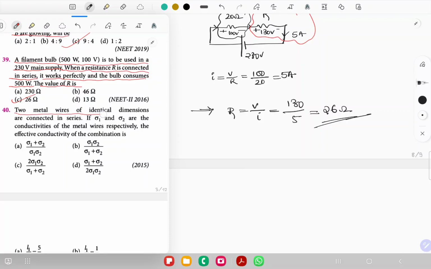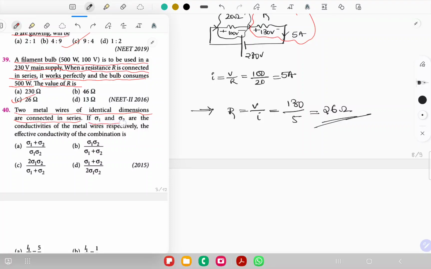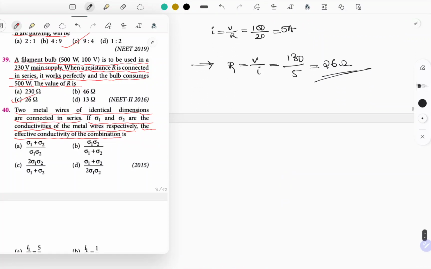Two metal wires of identical dimensions are connected in series. So meaning of identical dimension is their length and area of cross section is the same. If sigma 1 and sigma 2 are the conductivities of the metal wires respectively, the effective conductivity of the combination is? Okay, so question is very clear. They said identical dimensions. Meaning of identical dimensions is the length and area of cross section is same.